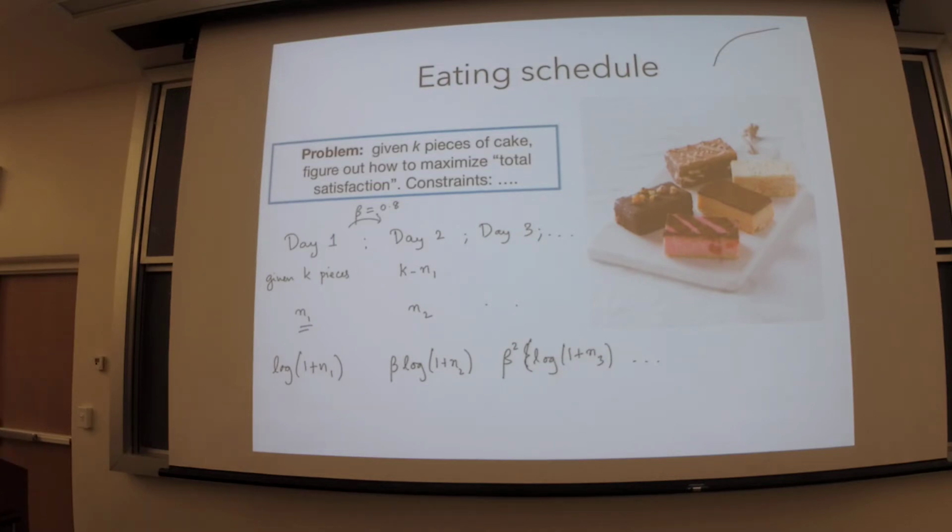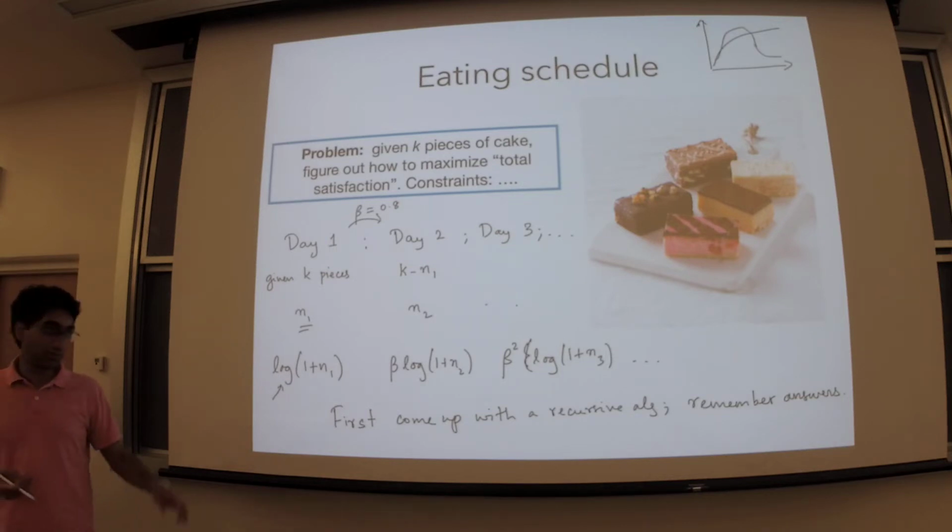First come up with a recursive algorithm. And then see what subproblems are being solved, and try to remember the answers. So this is a very simple problem for which there's a clean dynamic program. And it doesn't even matter what this function is. It could have been a much more complicated function. Maybe after a while the reward goes down. The point is that you can model basically anything by doing this.